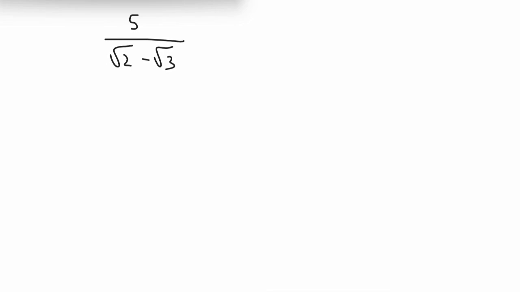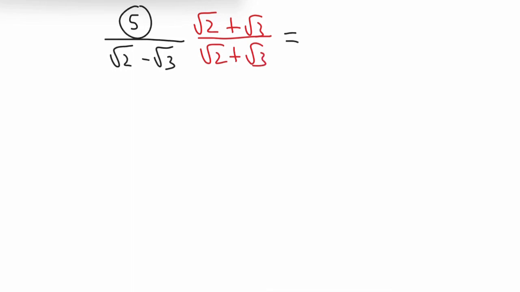This one has two square roots in the denominator, but we're still only going to change the sign of what's between the square roots. So we're going to multiply by square root of 2 plus square root of 3. We're not going to change the sign of the square root of 3, square root of 2. So we're going to multiply by that. Multiply straight across. 5 times square root of 2 is 5 square root of 2 plus 5 times square root of 3, 5 square root of 3.